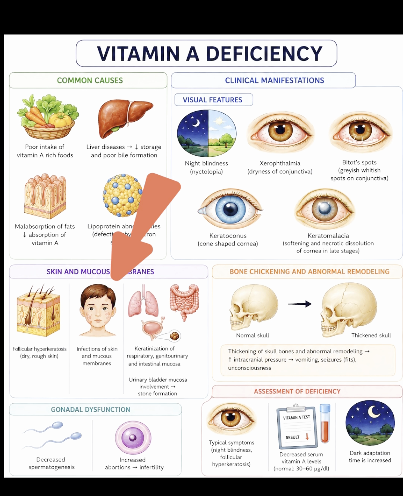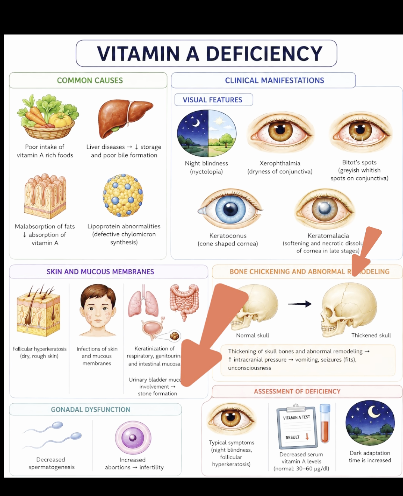Next are the skin and mucosal membranes. Follicular hyperkeratosis of skin, also called phrynoderma, occurs due to increased keratin formation in follicles, leading to coarse, rough, and dry skin. There is also infection due to keratinization and colonization of epithelial cells of the gastrointestinal tract, urinary tract, and respiratory tract. Vitamin A deficiency is associated with urinary stones.